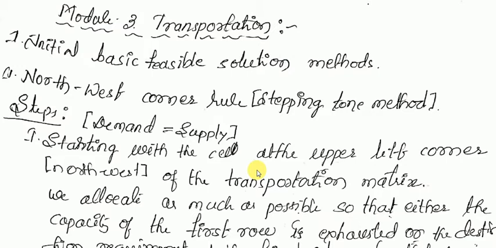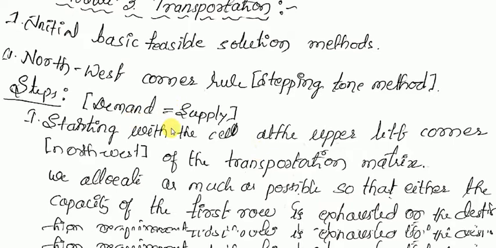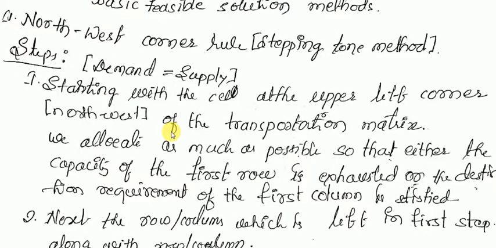For the calculation of the basic feasible solution, in a given problem, we should always check that demand is equal to supply. We'll explain this in the problem. In all problems, if demand is not equal to supply, you cannot solve it by any method, or test it for optimality by the MODI method, that is, the modified distribution method.